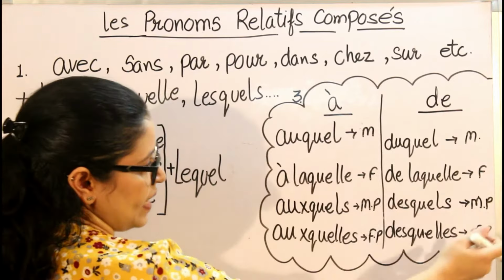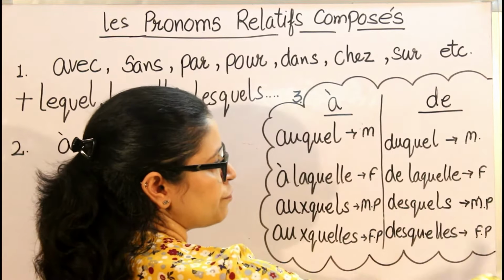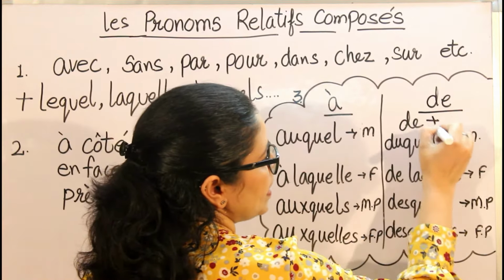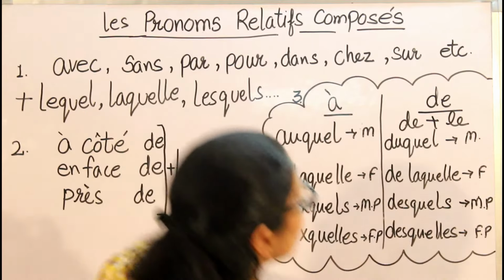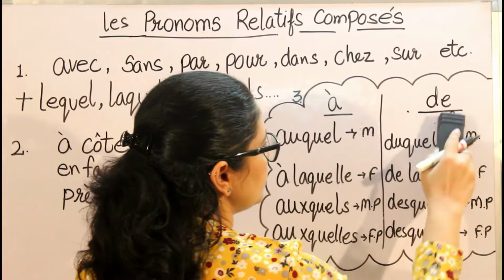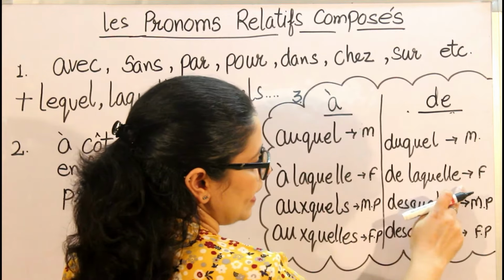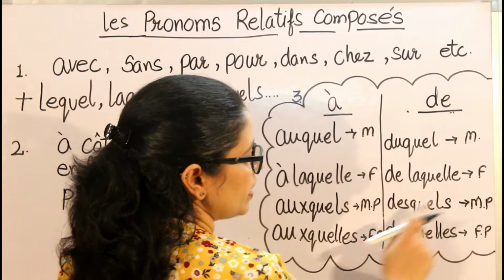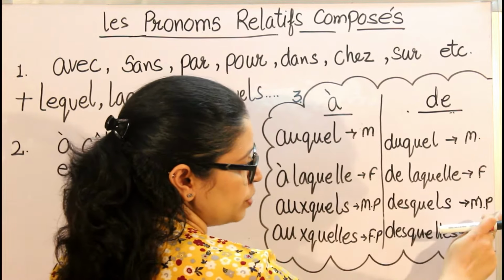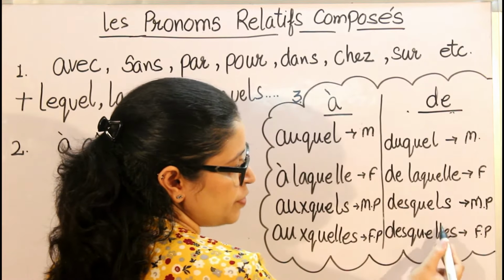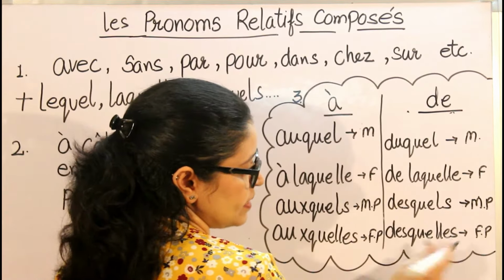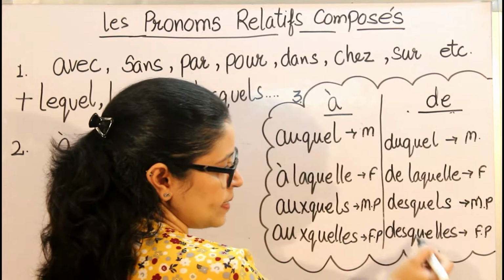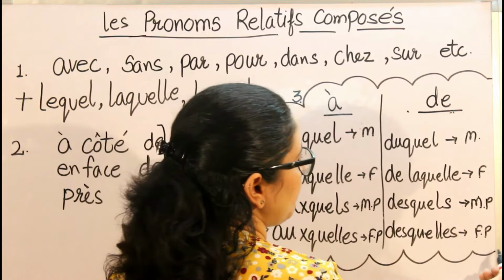And as I have already explained, de is used for of and from. Duquel for masculine singular cases, because again de plus le becomes du. So duquel for masculine singular cases. De laquelle, again you need to leave some gap here, de laquelle, for feminine singular cases. Desquels for masculine plural. Desquels, here I have doubled the letter L and I have added S. Desquels, you need not leave any gap here, in both the plural cases, for all the feminine plural cases.